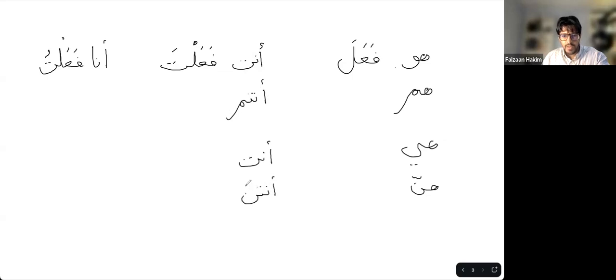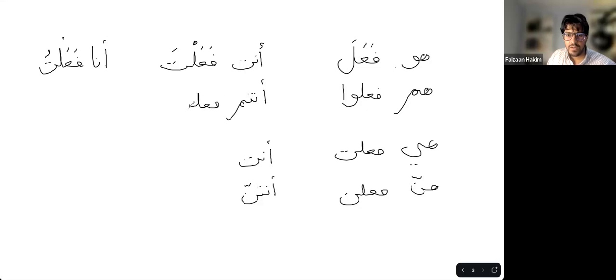I'll leave out the vowels for now because you've seen this so many times. So it'll be good for you, if you write this out, to put the vowels in. But in general in Arabic, we don't need vowels because we know the patterns. So we don't need to write them. So هو فعل, هم فعلوا. هي فعلت, هن فعلن. أنت is easy. أنت فعلت. أنتم فعلتم. أنتِ فعلتِ.